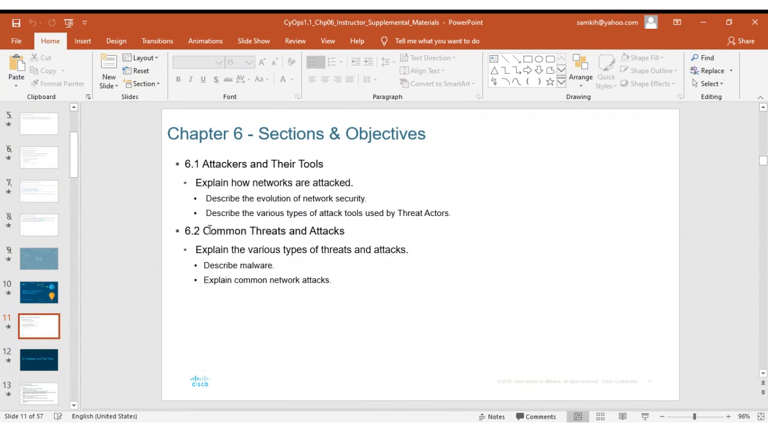One of the objectives is attacks and their tools, and here we shall discuss the various tools which are normally used. We will describe the evolution of network security, and then we'll also describe the various types of attack tools used by threat actors. Threat actors are the guys who do the hacking. Then we'll discuss the common threats and attacks, and here we'll discuss the various types of threats and attacks, maybe things to do with malware and other network attacks that happen in most of our networks.